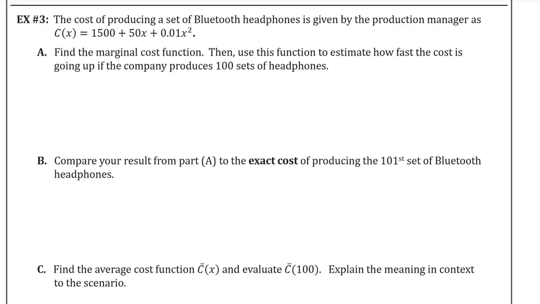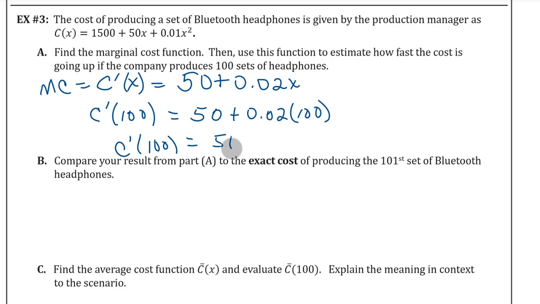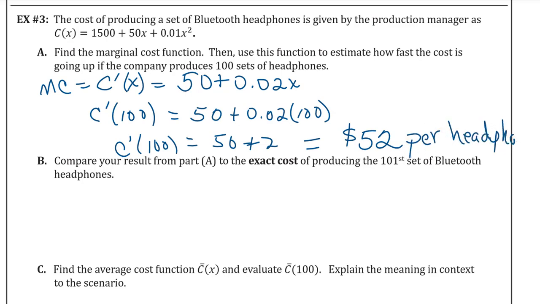Okay, so our marginal cost is going to be the derivative of our cost function. So that's going to be 50 plus 0.02x, and then we want to know what would happen, if we're at 100 headphones, how fast is the cost per item going up? Because we may not want to increase production if the costs are just too high. So C prime of 100 is going to be 50 plus 2. So that's going to be $52 per headphone. So each additional one at 100 headphones is going to cost us an extra $52 to produce.